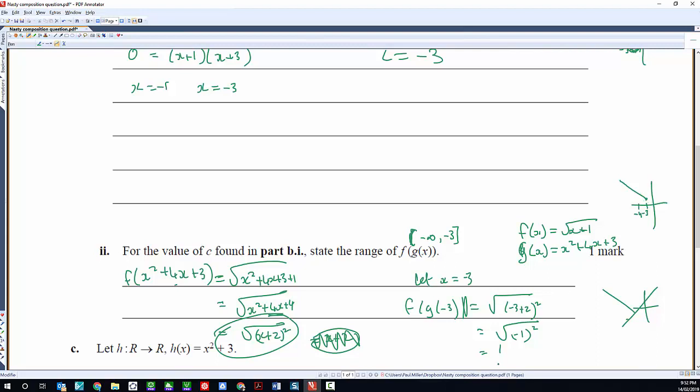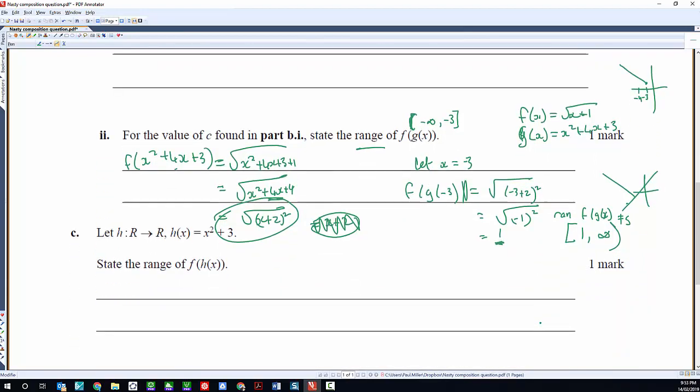So that means that the lowest y value I'm able to produce is 1, and for values that approach negative infinity, I'm going to keep producing higher y values. So the range of the composition is 1 to infinity.